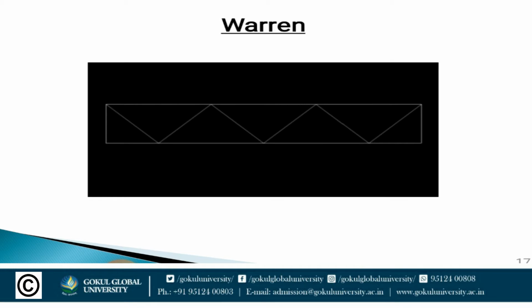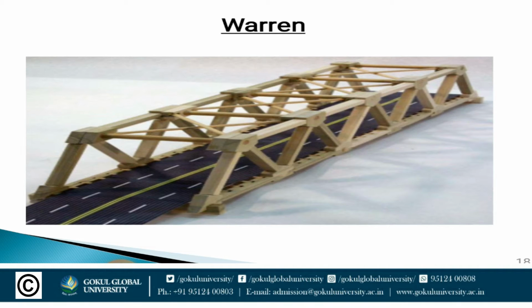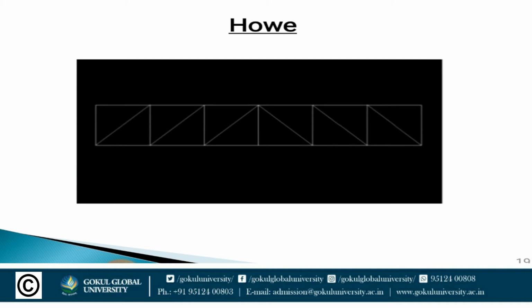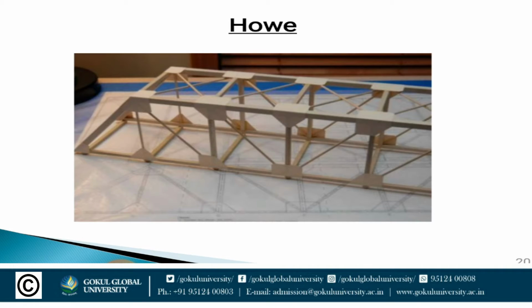Second one is the Warren, in which the top chord and bottom chord members are connected only by diagonal or cross bracing. So we can see it in the 3D view. Howe truss: the top and bottom chord members are connected by diagonal as well as vertical members for the connection of two spans. So we can see it in the 3D view.